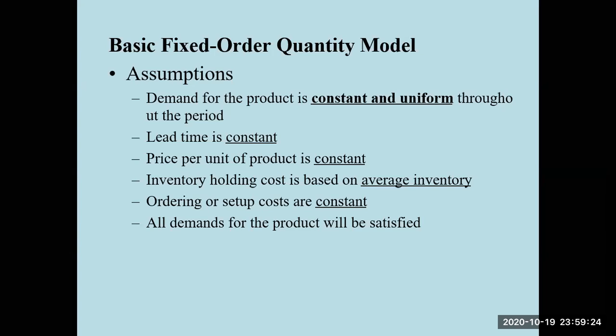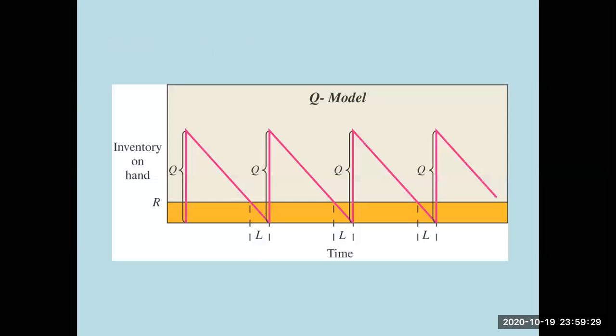Inventory holding cost is based on average inventory. During this period, from inventory level Q to 0, the average inventory is about here, that is Q divided by 2. Because the inventory level line is straight when demand is constant, the average inventory is Q divided by 2.